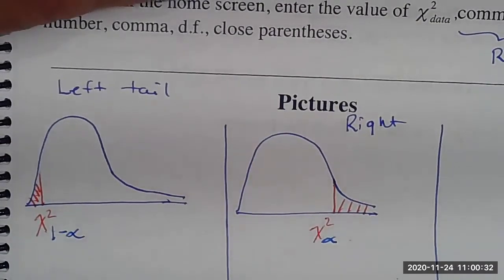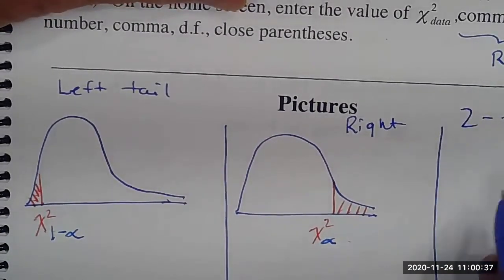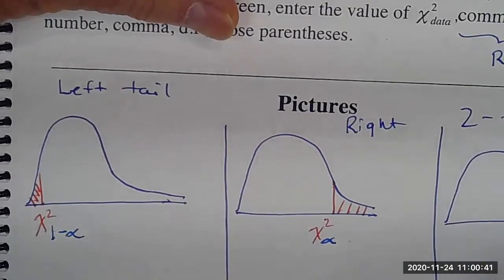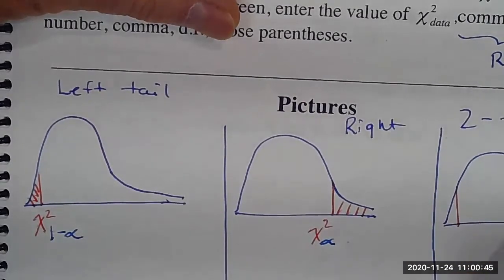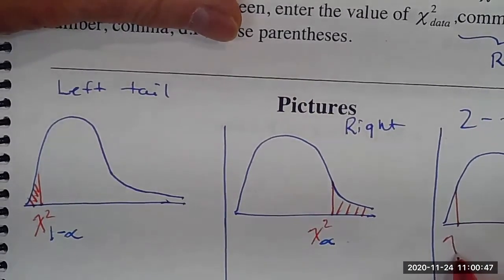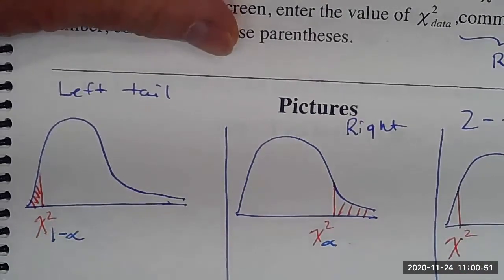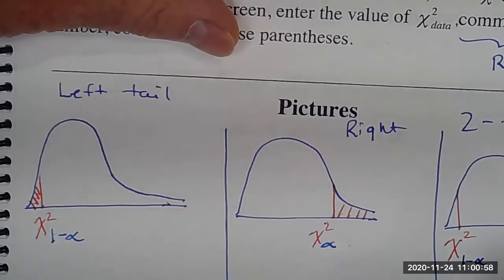And then on a two-tail, you have like this, maybe like this. And this would be chi squared, and this is chi squared. And down here is still the 1 minus alpha, and over here is alpha. And then you still got the shading in the tails.